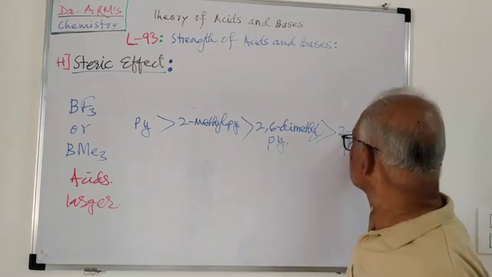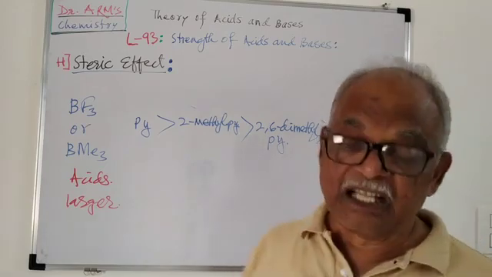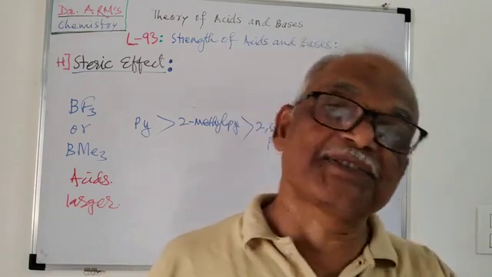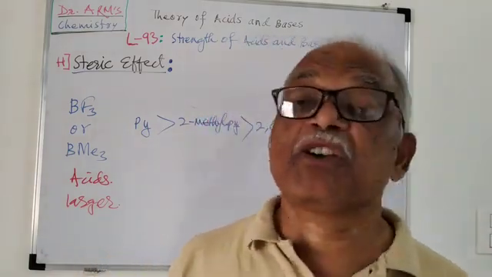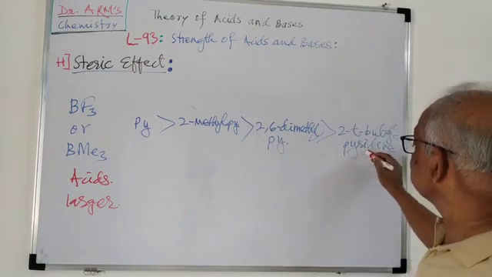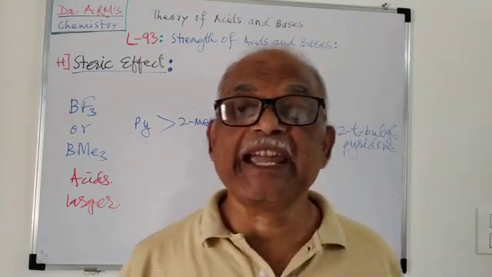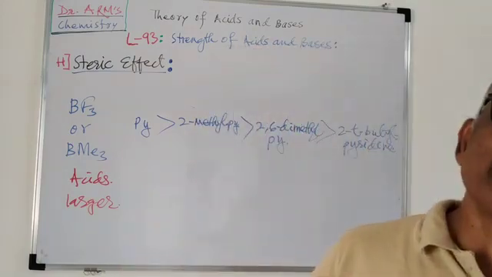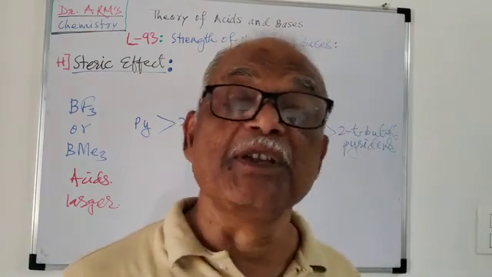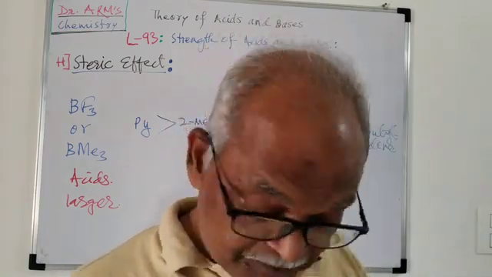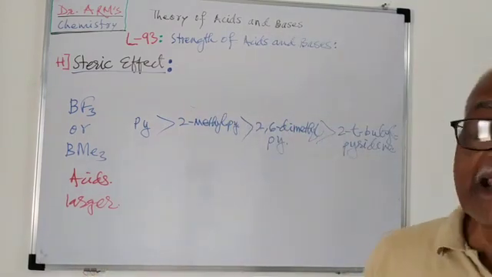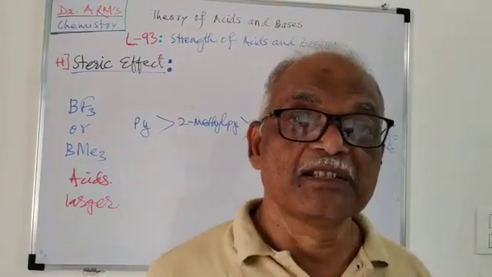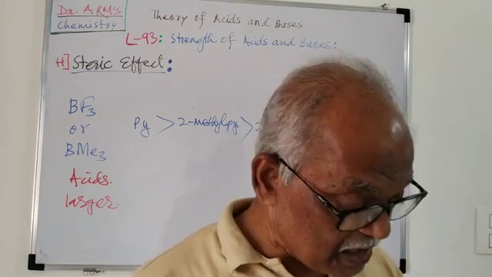So here this 2-tertiary butylpyridine counterbalances its steric effect with the inductive effect because there are alkyl groups. So they have steric effect as well as inductive effect, and that is why the counterbalancing is taking place in this case due to the steric effect and inductive effect.